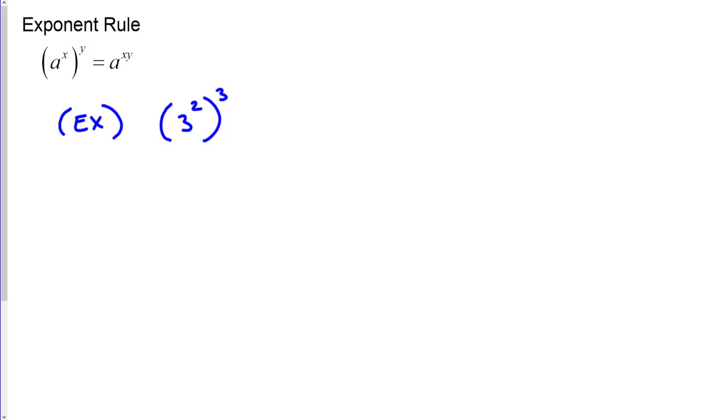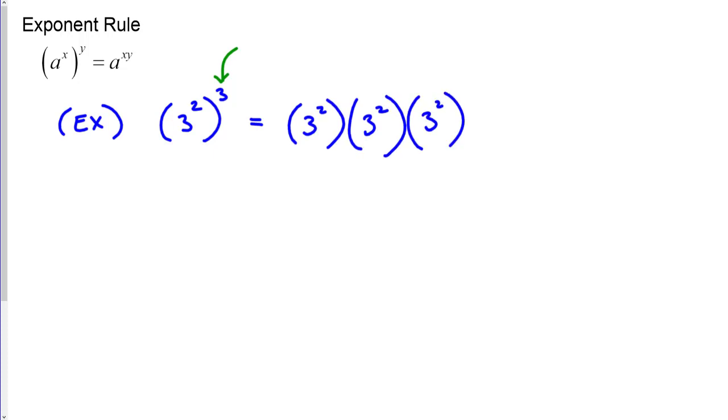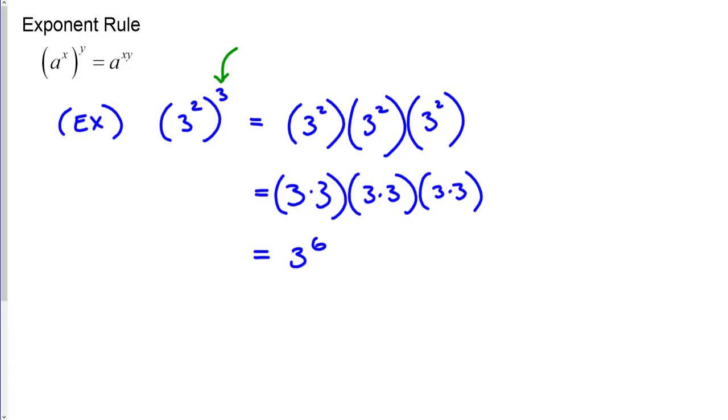So when I raise something to the 3rd power, it means to multiply that thing 3 different times. So it tells me to take 3 squared 3 times. And if I multiply out 3 groups of 3 squared, essentially that means to do 3 times 3 times 3 times 3 times 3 times 3. So I have 3 groups of 2 factors of 3, which is essentially asking me to multiply these things together. So I have 6 factors of 3 in the end. So 3 to the 6th power is the result. So that's why it works the way it does.